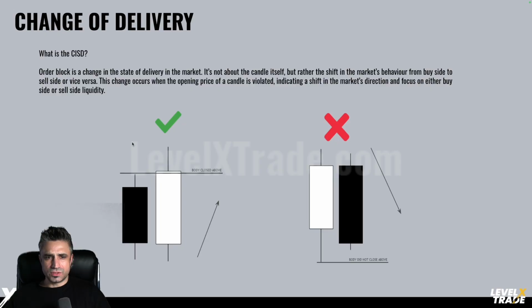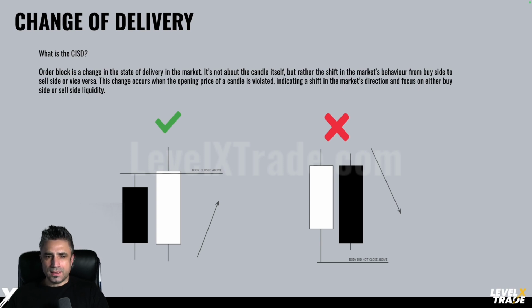So first things first, one of the acronyms used for order blocks, there's a little bit of difference in terms of what a CISD is and an order block is. But basically the CISD is a change in state of delivery. So order blocks is a change in state of delivery in the market. It's not about the candle itself, but rather the shift in the market's behavior from buy side to sell side or vice versa. This change occurs when the opening price of the candle is violated, indicating a shift in the market's direction and focus on either buy side or sell side liquidity.